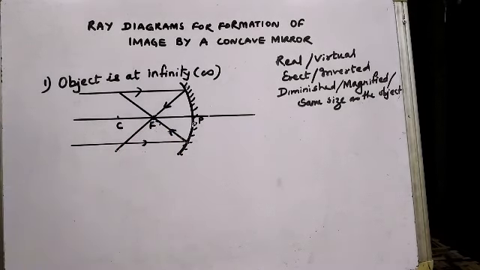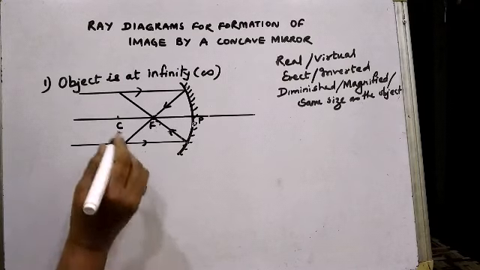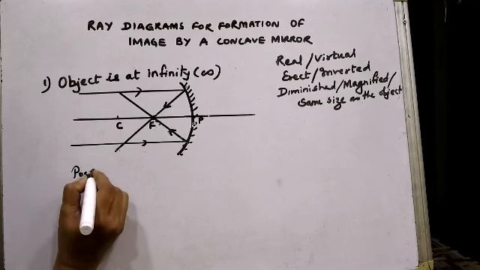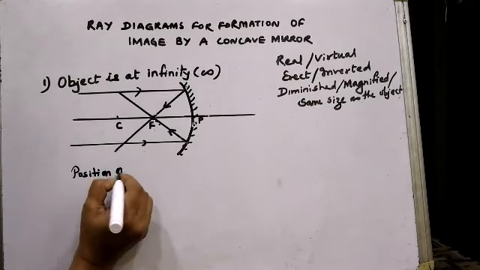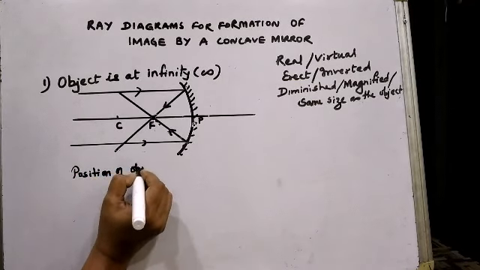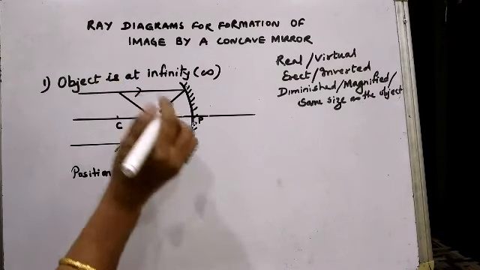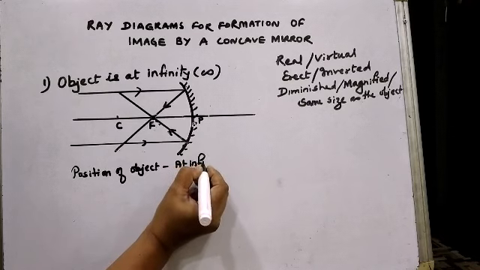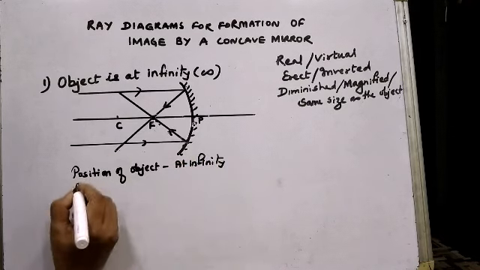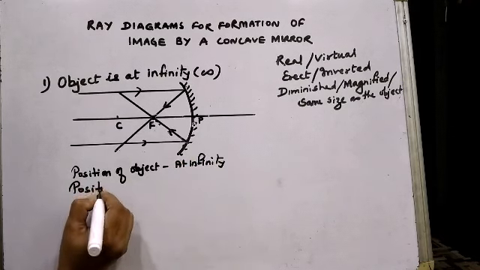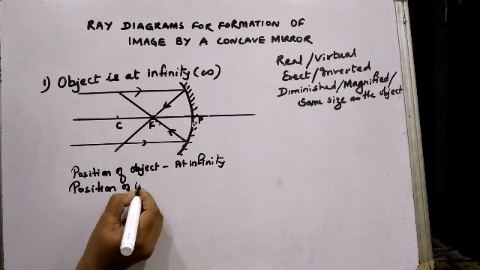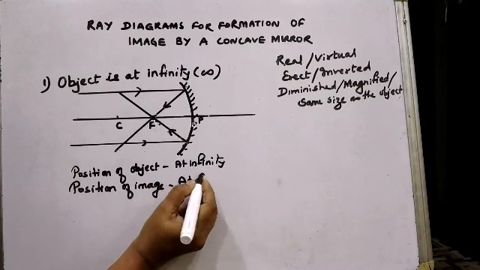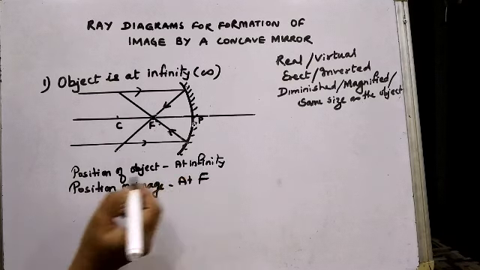Now once the diagram is drawn, then we have to write down the description of the image. So in that, first we write down the position of the object. The object in this case is kept at infinity. So position of object is at infinity. Then we write down the position of image. Where is the image formed? The image is formed at focus. So at F, capital F.